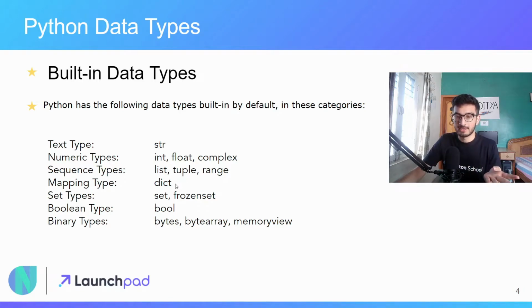Then we have the mapping type, which is dictionaries. It is a key value pair. We'll again come back to dictionaries in a future video. We have set types and boolean types. Boolean is basically true or false. We use booleans to store either a true value or a false value. So it has only bool under it. And there are also binary types: bytes, byte array, and memory view. So these are all the built-in data types in Python.